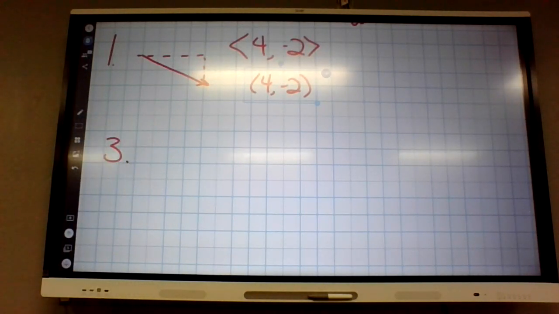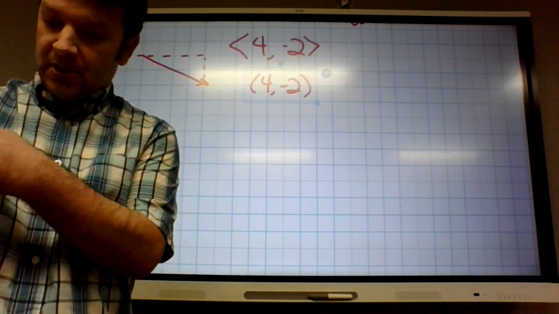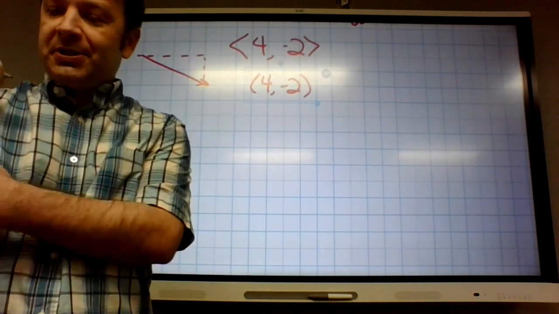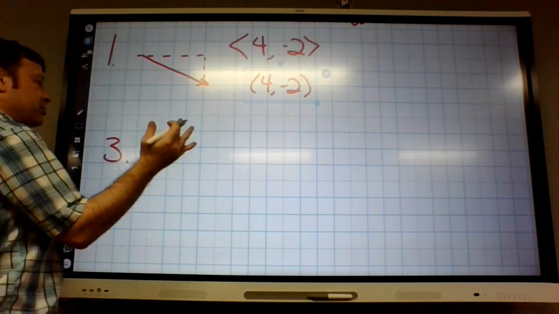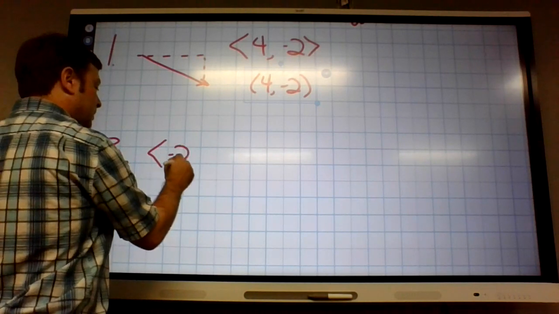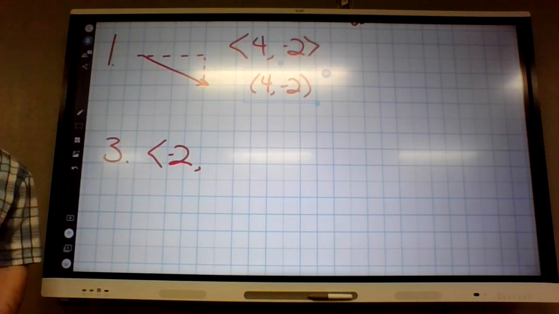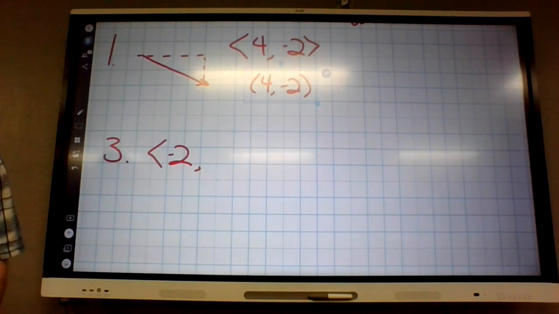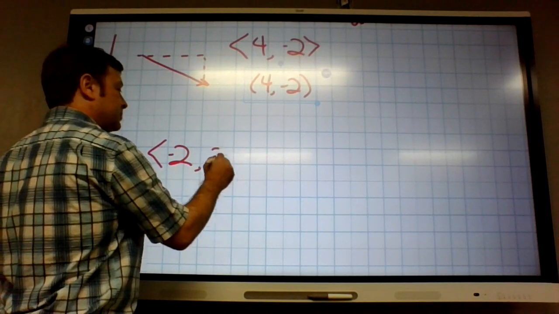Number 3. All right, you see w on there? Okay, so what is the x component? How far is it moving in the x direction? Negative 2. Right, it's moving 2 to the left, so that'd be a negative 2. And then how far is it moving in the y direction? Up 2, so that would be a positive 2.